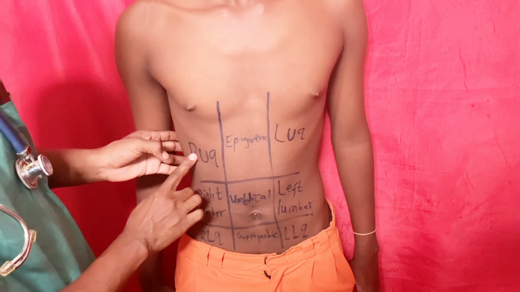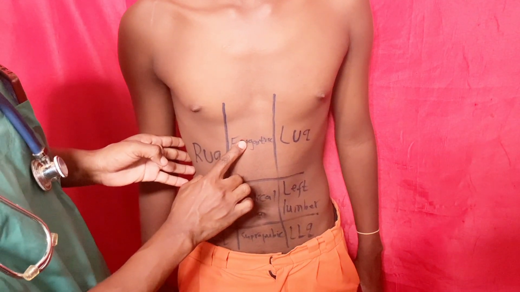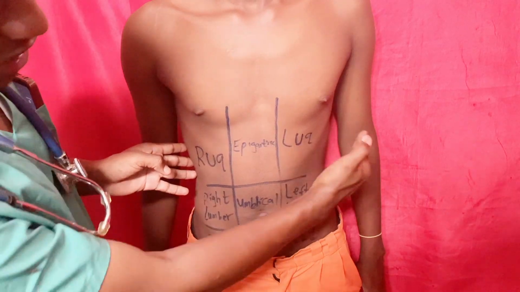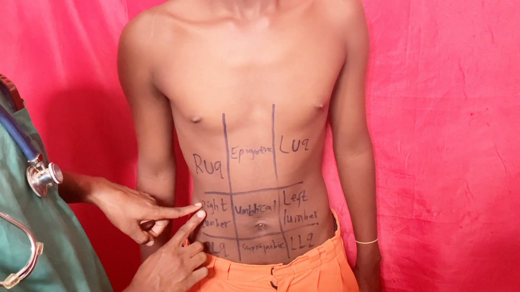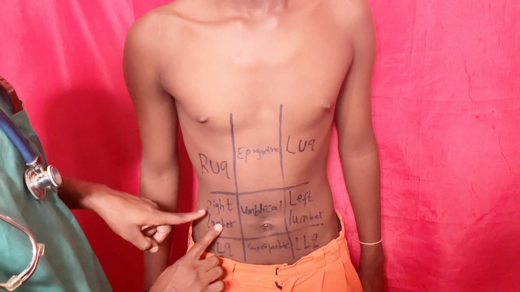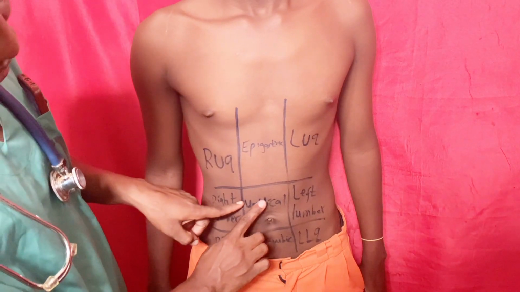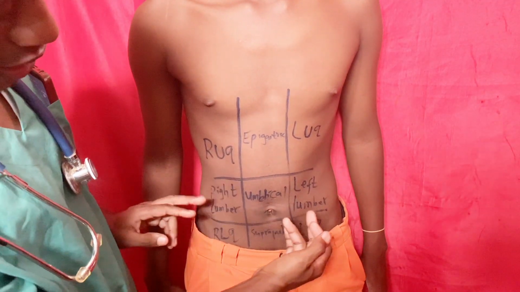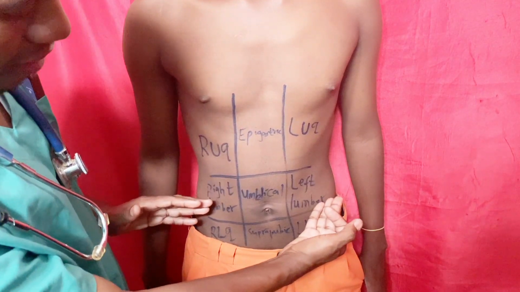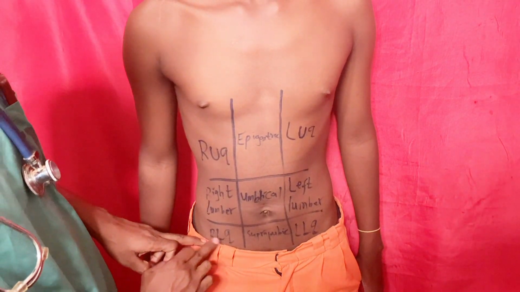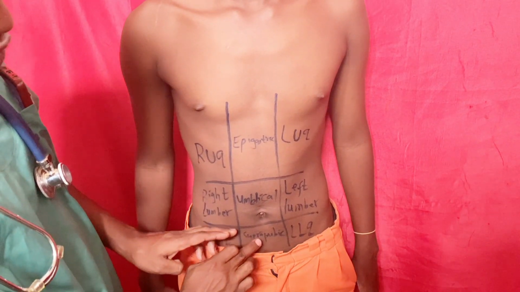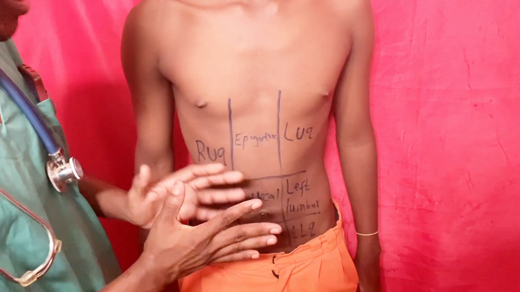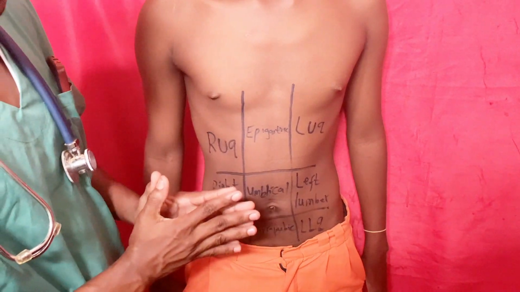The first one is the right upper quadrant. The second is the epigastric, that is in the midline of the body. We also have the left upper quadrant. The fourth area is the right lumbar region. We also have the umbilical region, which is also known as the hypogastric. We also have the left lumbar region. We have the right lower quadrant. We also have the suprapubic region. Last, we have the left lower quadrant. So these are the quadrants and the regions of the abdomen.